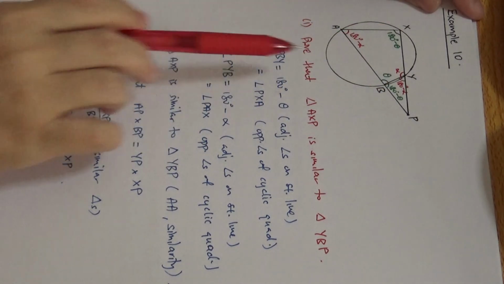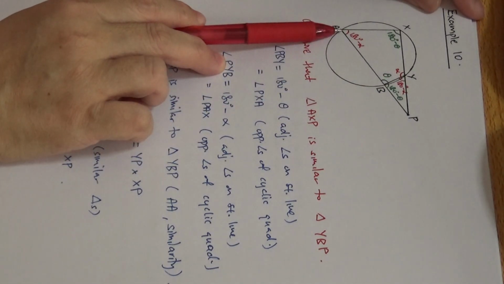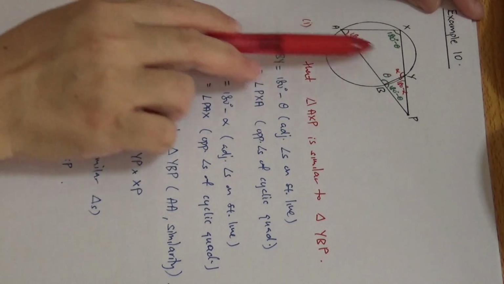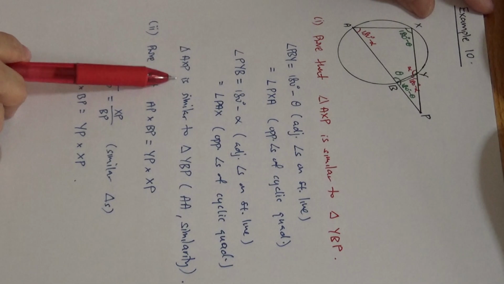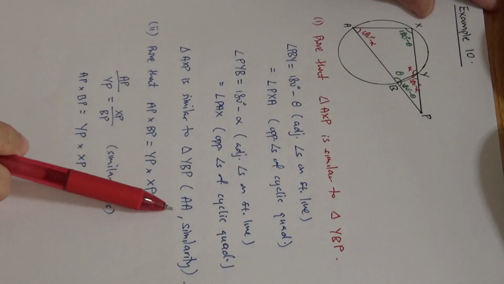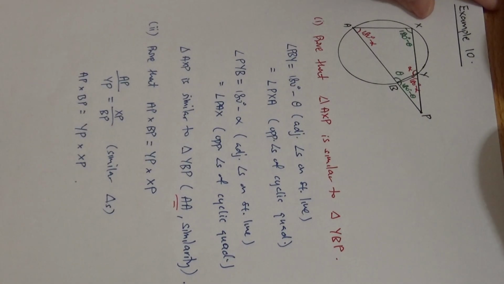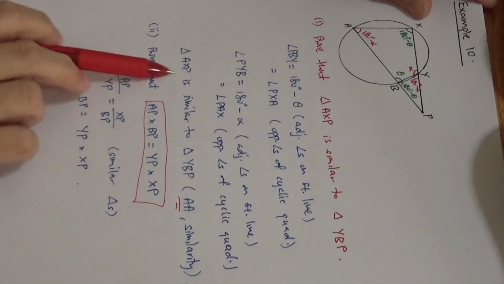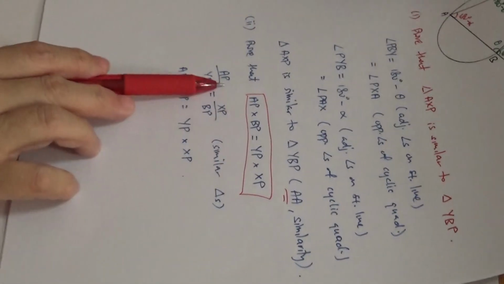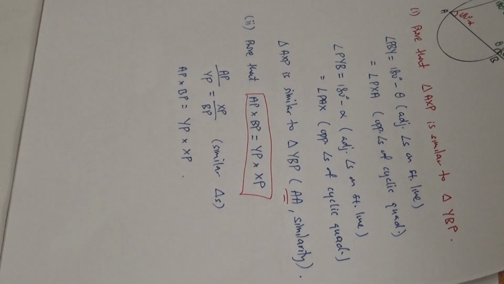Okay, now likewise, if I let this be alpha, this is 180 minus alpha, this will also be 180 minus alpha because they are opposite angles of cyclic quad. Okay, so we have triangle AXP is similar to triangle YBP because of AA similarity. We have already proven that two angles are the same. Okay, now next part, we are supposed to prove this. We use the similar triangles property, write it down, okay, then we cross multiply, we will get the necessary result.